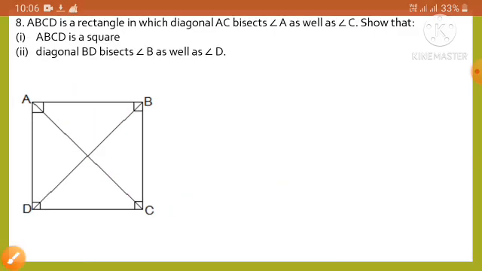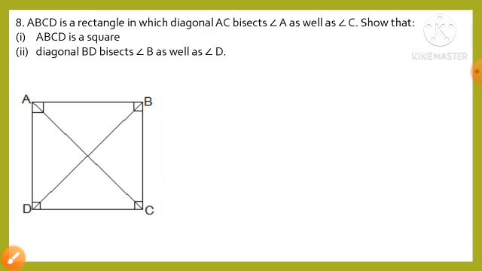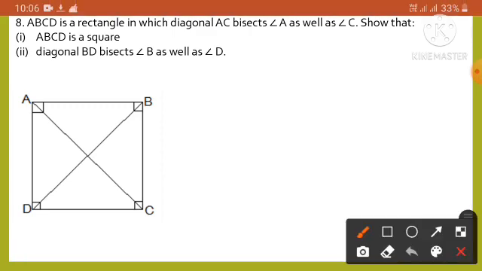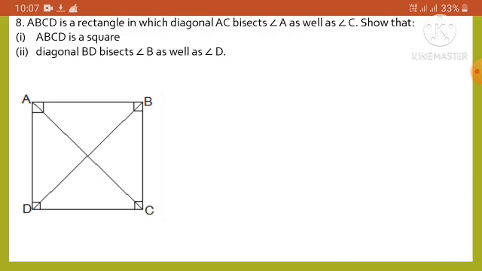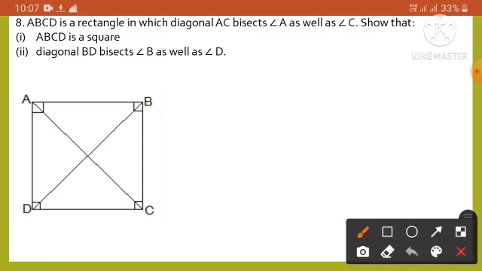Thank you. Now question number 8. In question number 8, ABCD is a rectangle in which diagonal AC bisects angle A as well as angle C here. So that ABCD is a square, and diagonal BD bisects angle B as well as angle D. At first we are giving the name of the angles one by one.